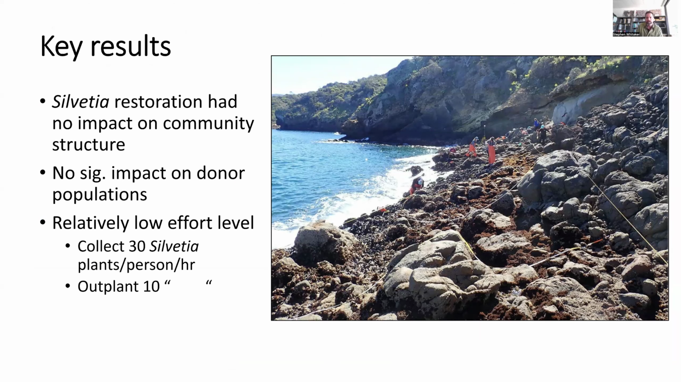Perhaps not too surprising to us, at least, given the very short period that we had to do monitoring after we did the restoration, the community structure within the intertidal zone as a whole did not differ, looking at before and after doing the restoration. And this suggested that the Silvetia restoration had no impact on the community structure of both algae and invertebrates.